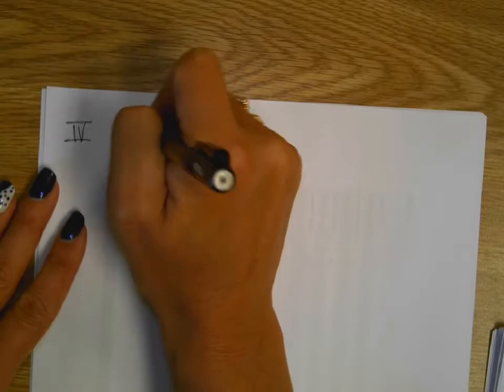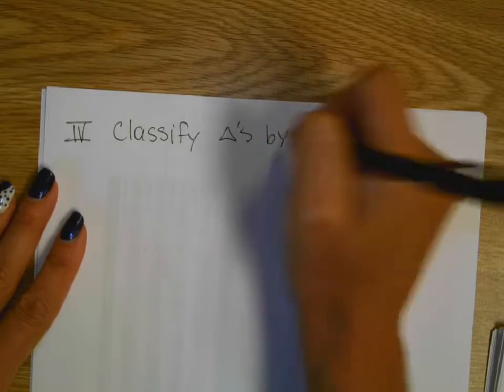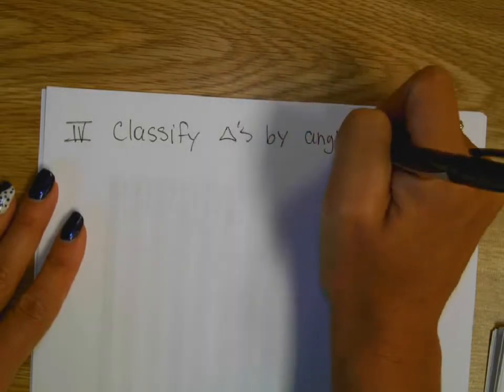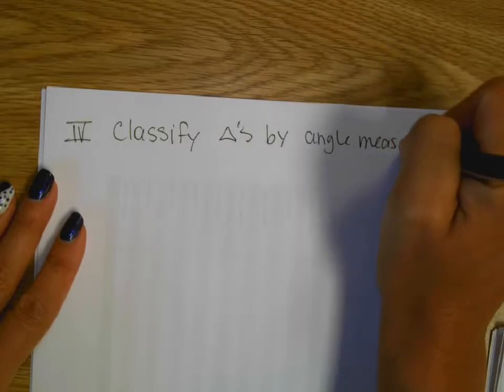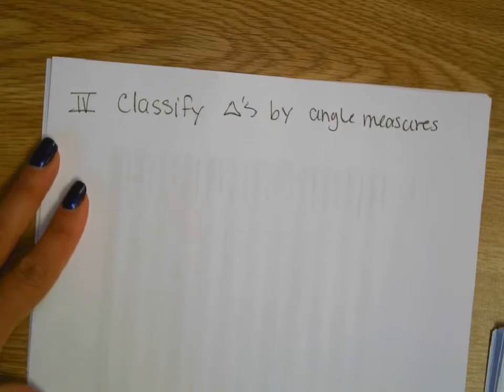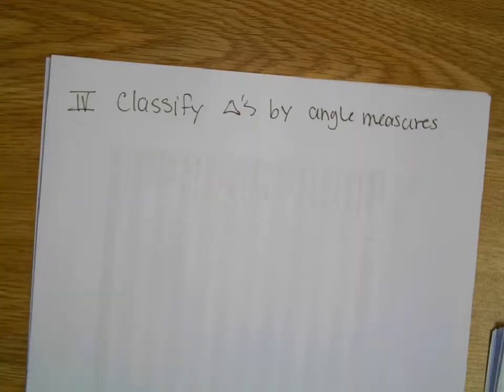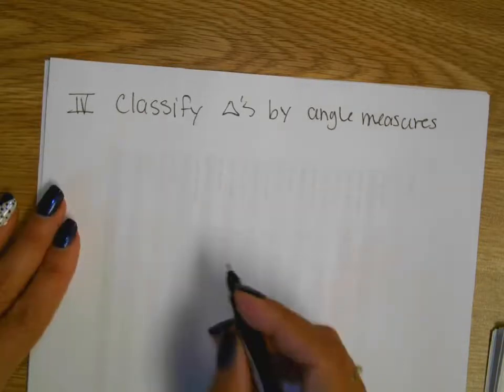Big idea 4. Do you remember how to classify triangles by their angle measure? So if you look at the angle measures in a triangle, do you remember how we classify them? Adam, do you remember one of them? Actually, aren't there acute triangles and obtuse triangles? What other kind of triangles do we got? Right triangles.